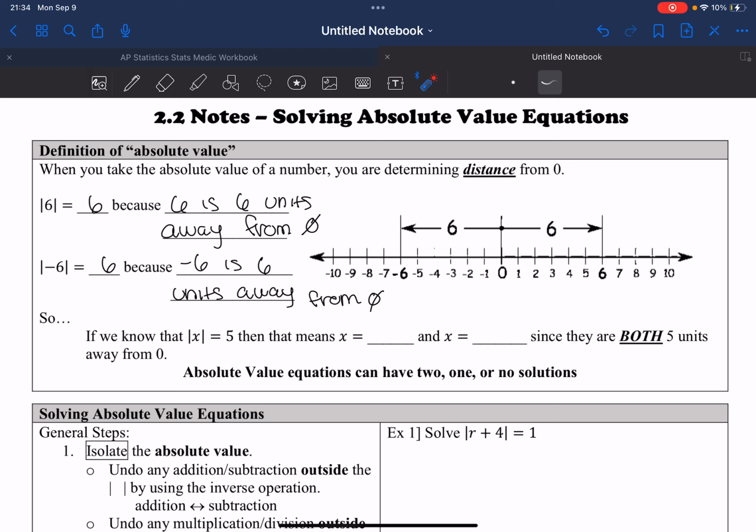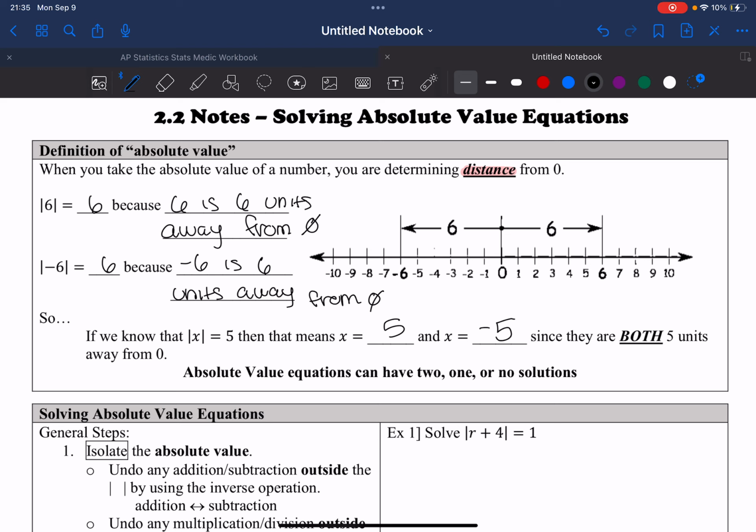When you think of absolute value, you need to think of distance. Okay. If we know that the absolute value of x is equal to 5, then that means x is equal to 5 and x is equal to negative 5, since they are both 5 units away from 0.